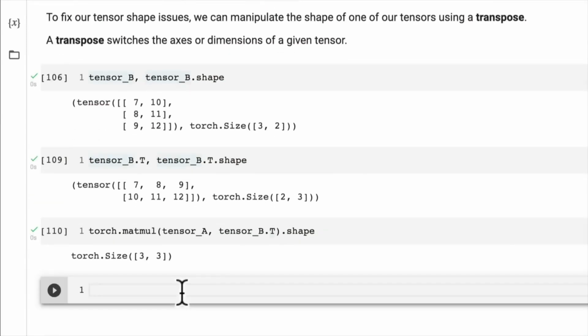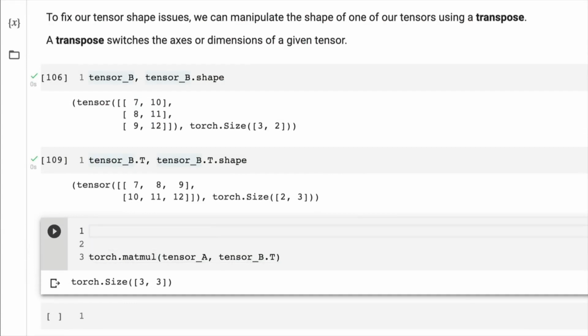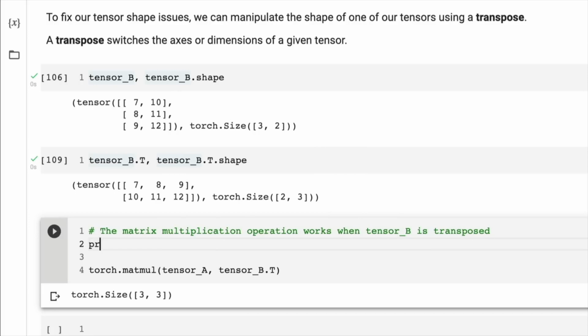So let's prettify some of this, and we'll print out what's going on here. Just so we know, we can step through it, because right now we've just got code all over the place a bit. The matrix multiplication operation works when tensor b is transposed. And in a second, I'm going to show you what this looks like visually. But right now, we've done it with PyTorch code, which might be a little confusing, and that's perfectly fine. Matrix multiplication takes a little while and a little practice.